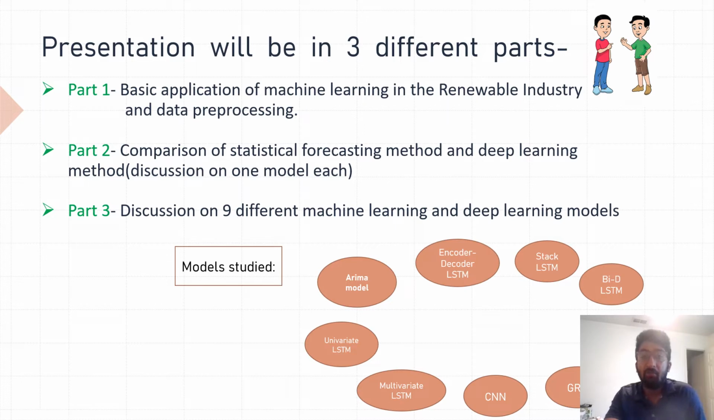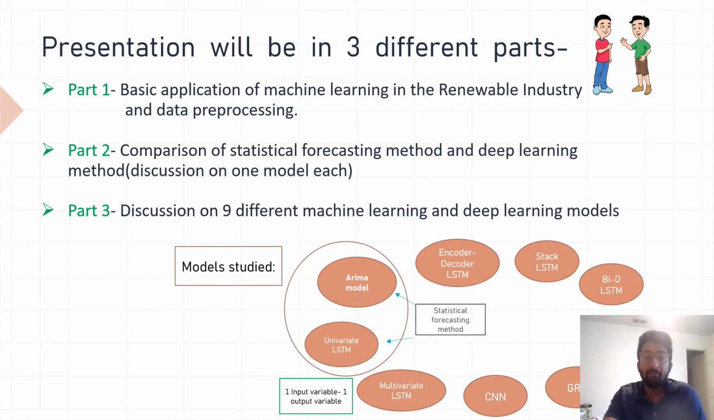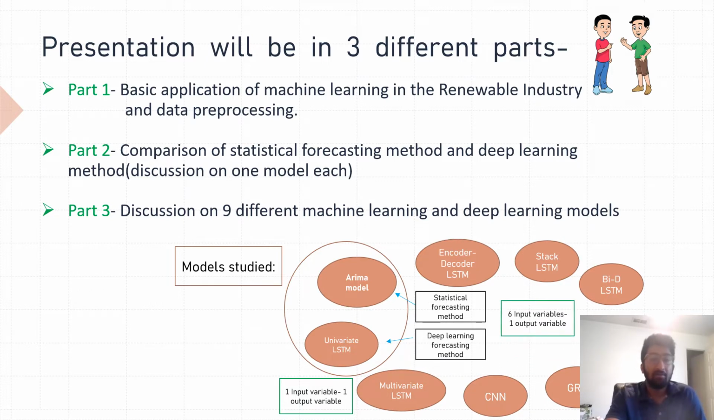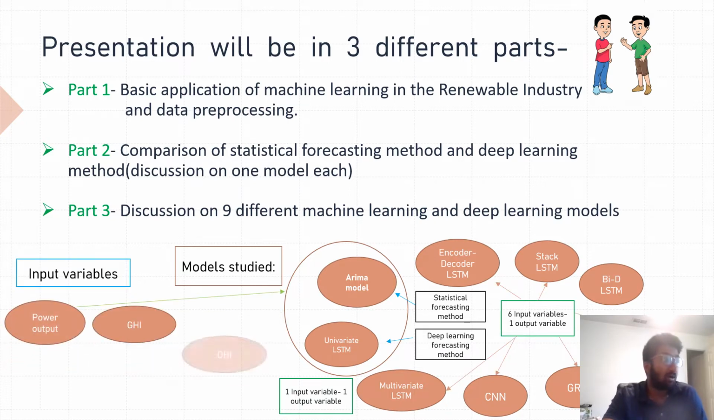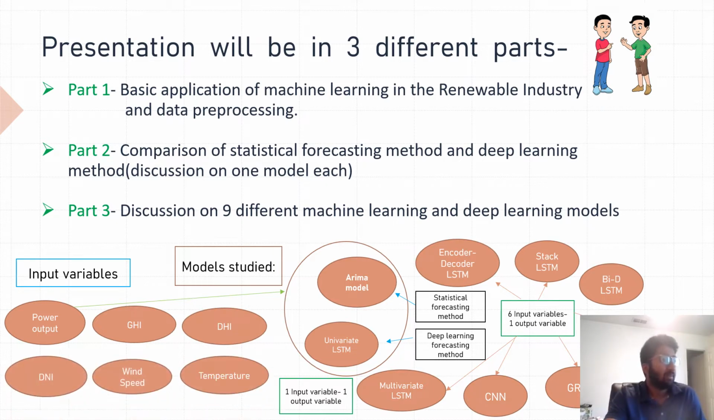This is just to guide you through what I'm going to talk about in the next couple of videos that I'll be presenting. These two models have one input variable and one output variable. Basically these are univariate models, and they will be compared in part 2 of this video series. These are the classical statistical forecasting method and the deep learning method, and all the rest of the models use 6 input variables to predict the one output variable. The input variables that I'm considering are power output, GHI, DHI, temperature, wind speed, and DNI. I'm going to talk about everything in detail. This is just to give you an overview of everything.